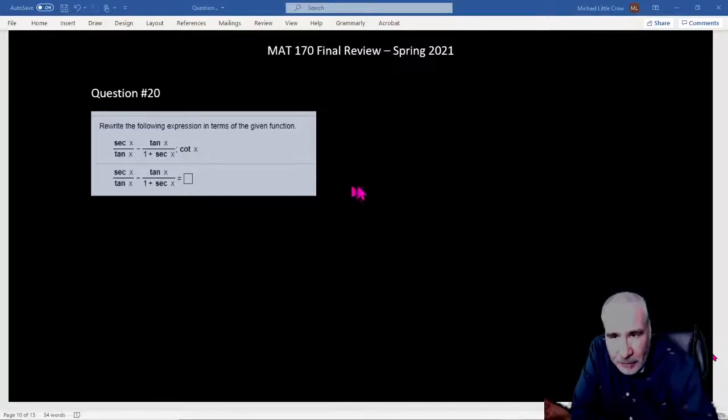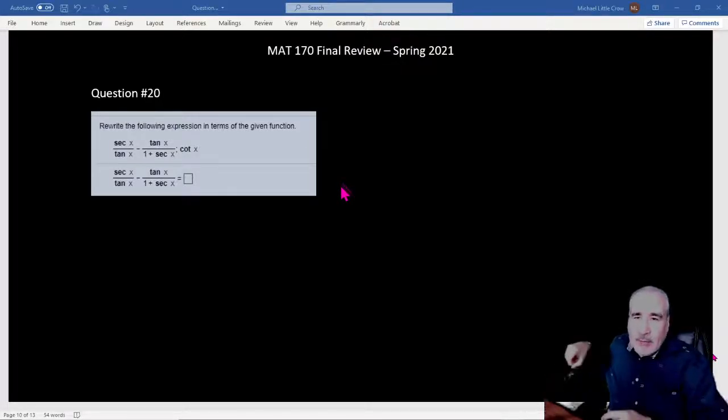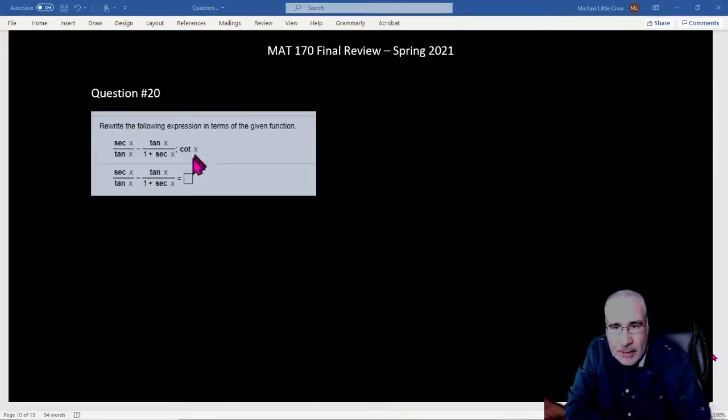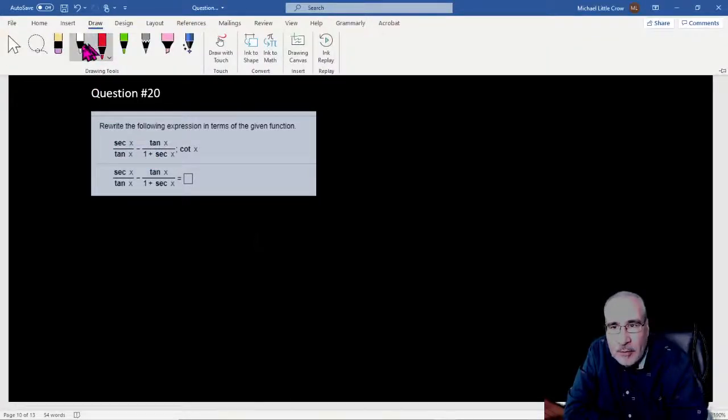So on this one, we're asked to rewrite this in terms of cotangent x. Well, I can see 1 over tangent x is cotangent, but there's a lot of other things going on there. What we should do is, we've got two fractions being subtracted. Let's get a common denominator and see how we go from here.